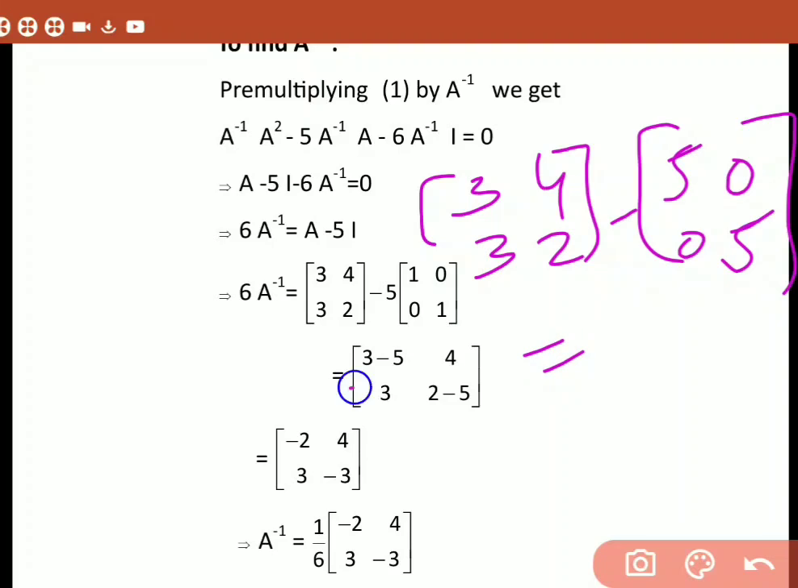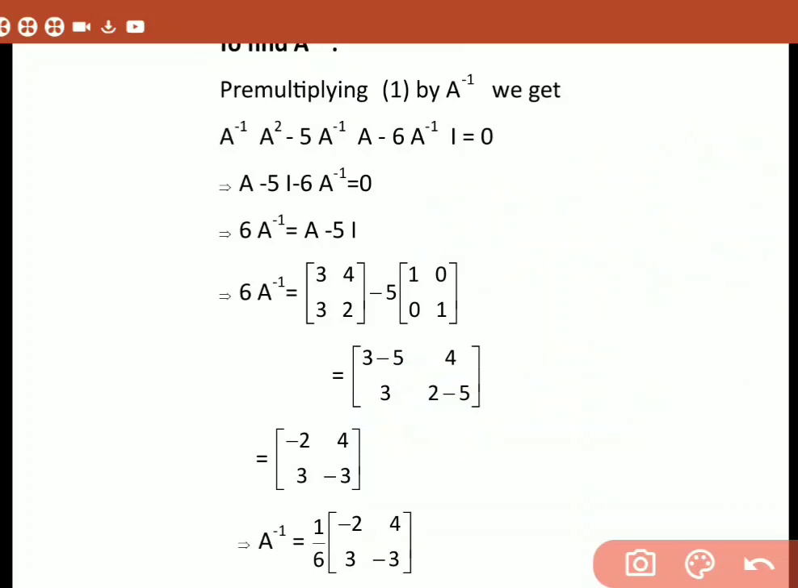3 minus 5. Next 4 minus 0 is 4. 3 minus 0 is 3. Then 2 minus 5. After simplification you will get minus 2, 4, 3, minus 3. This implies A inverse equals, taking 6 to the RHS, 1 divided by 6 into minus 2, 4, 3, minus 3. This is A inverse.